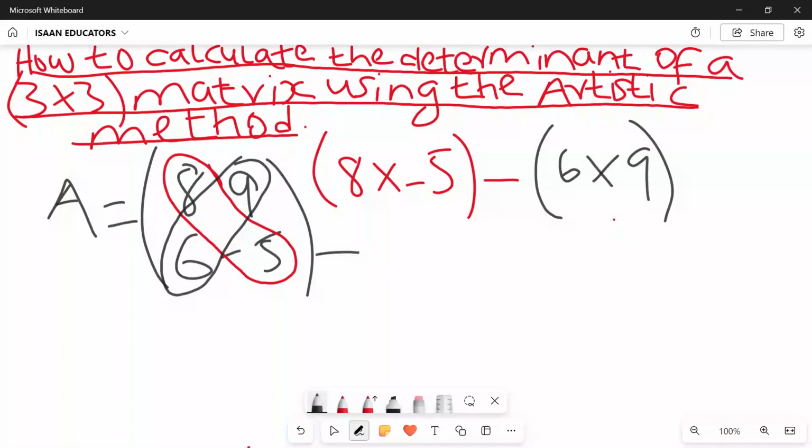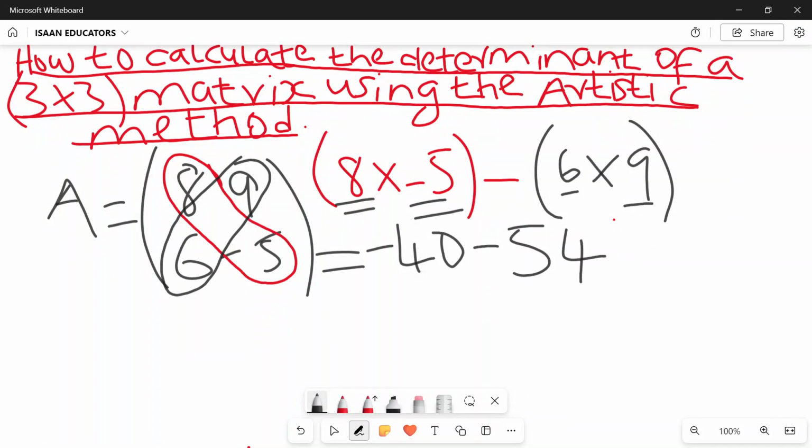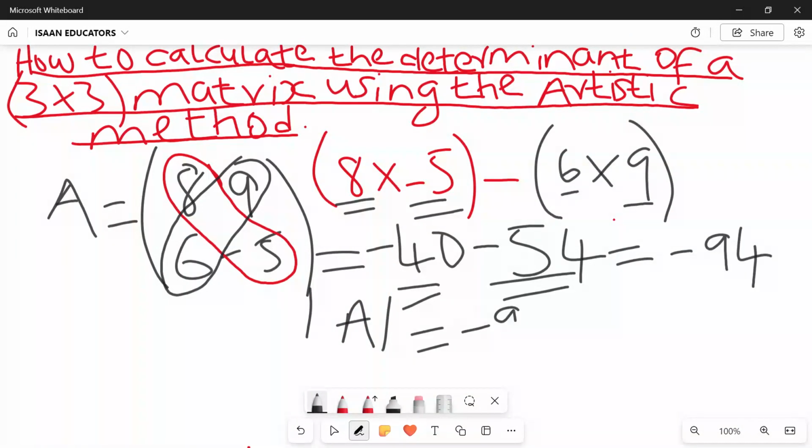So now the determinant will be 8 multiplied by -5, which gives you -40, then subtract 6 multiplied by 9, which is 54. Then you do this calculation: -40 minus 54 will give you -94. So we now have our determinant. The determinant for matrix A will be equal to -94. This is what we did on a 2 by 2 matrix.